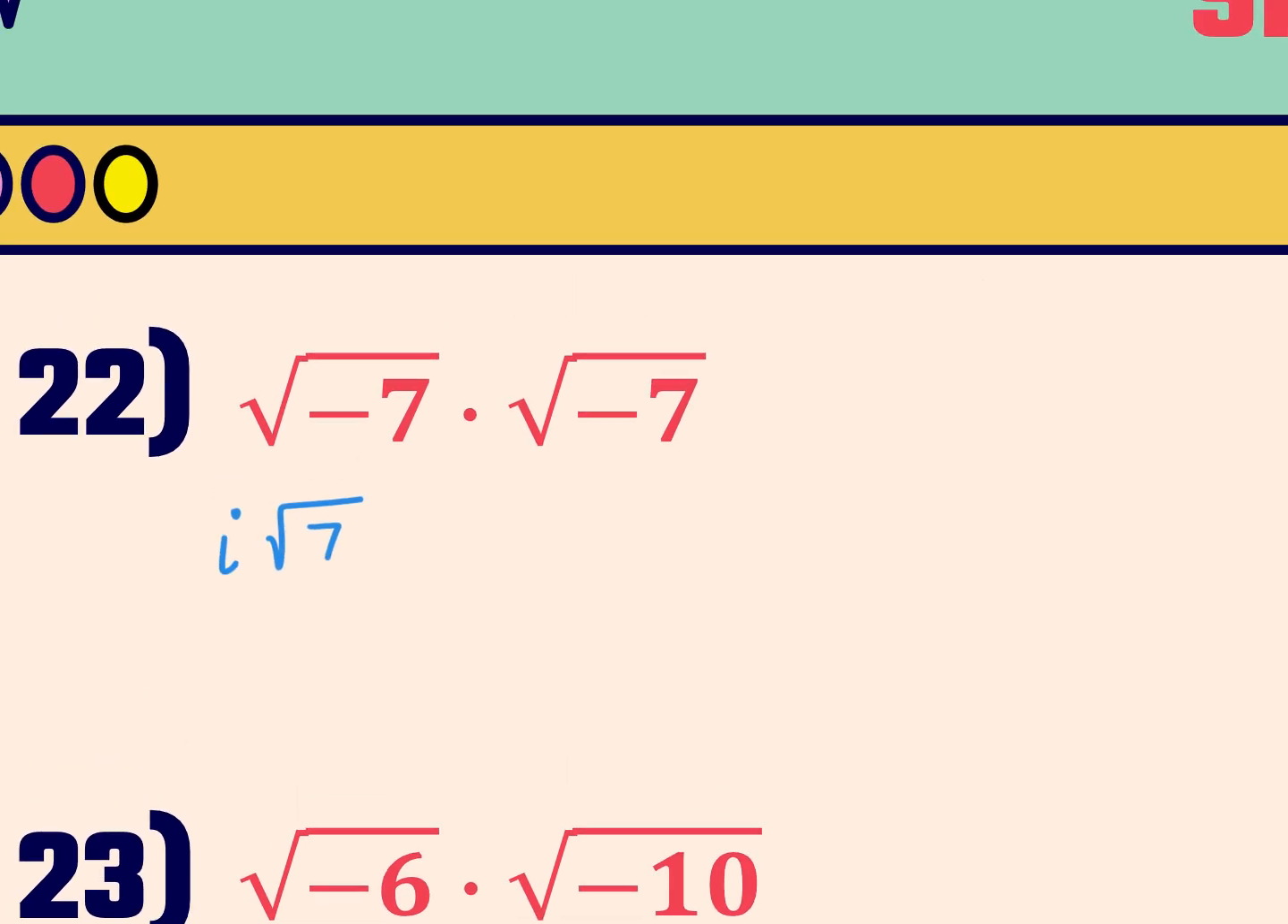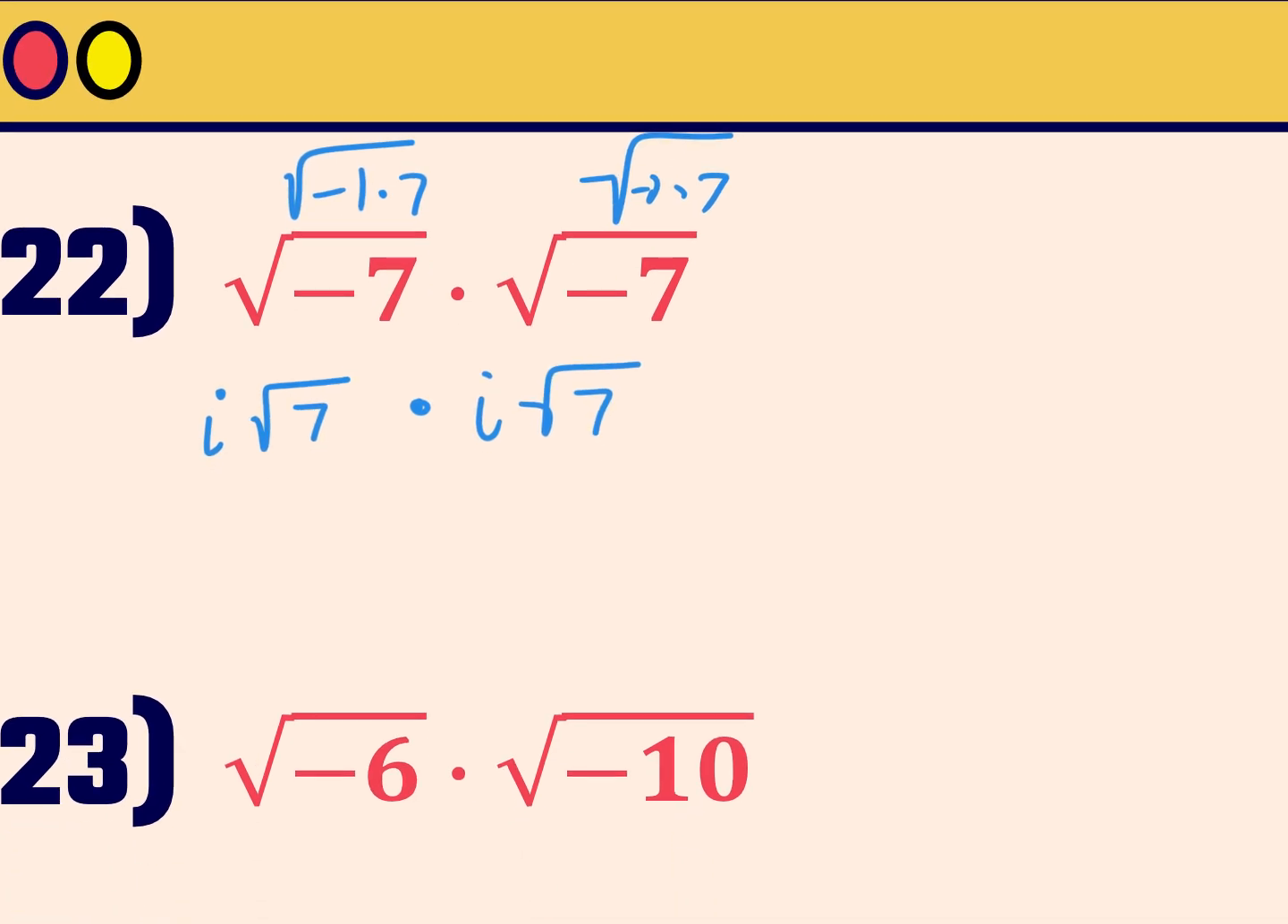If you want to write it out like this, -1 times 7, perfect, and then -1 times 7. So I have times i square root of 7. Once you pull out the negatives, you can then simplify. When you're multiplying or dividing, you have to pull the negative out first. So anything on the outside, we can multiply together.